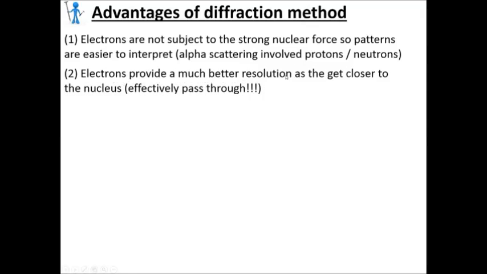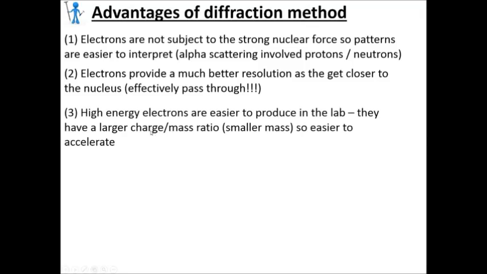Electrons provide much better resolution as they get closer to the nucleus, and the more reading you do on this, it's very difficult to actually understand what's going on because these electrons are passing through the nucleus. The gap is the nucleus itself. It's nothing to do with the gap between the atoms or the gap between the nuclei. The gap we're talking about is the nucleus itself. So we've got a very good resolution here because they are actually passing through the gap.